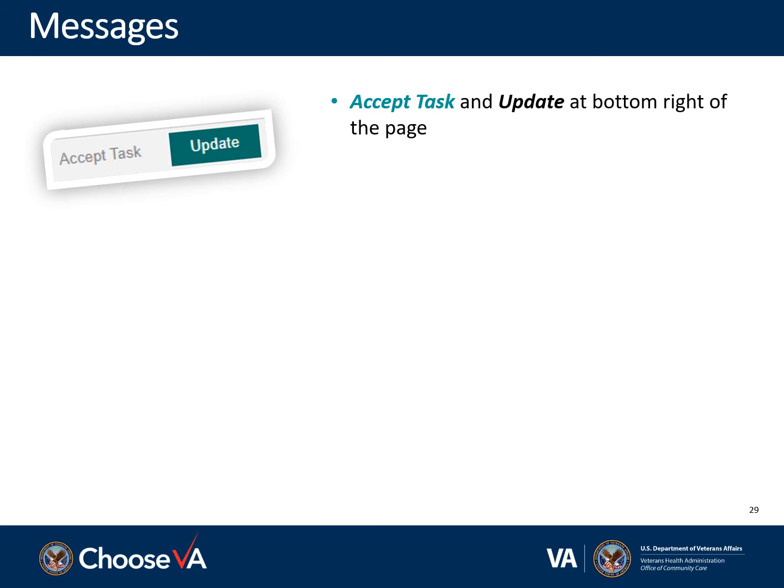So say you're looking at your messages and you want to go ahead and accept them as a task so that you can keep track of them and then mark them as complete at some point so you can get them off of your task list. You want to make sure that you are paying attention to the buttons that say accept task and update at the bottom right-hand side of the page when you're looking at your message. You'll notice that accept task is grayed out for the time being. You cannot accept a message if it is not assigned to you. So first you have to assign the message to yourself and then you can accept it.